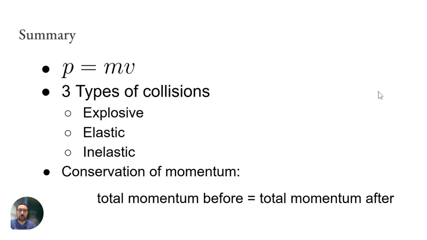Quick summary. Momentum is mass times velocity. There are three major types of collisions that we talk about: explosive, elastic, and inelastic. And when we analyze problems with momentum, it's important that we assume conservation of momentum. That is, the total momentum before the collision is equal to the total momentum after the collision.